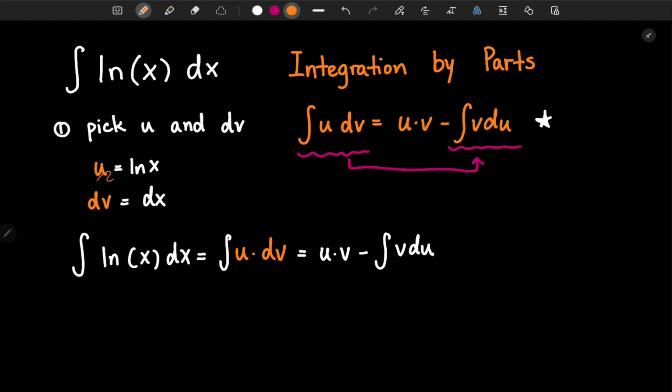Now that we know our u, what is our du going to be? Our du will be the derivative of ln of x, which is going to be 1 over x dx. And our v is going to be the integral of dx. So imagine we're integrating both sides of dv equals dx. We're getting v is going to be equal to x.